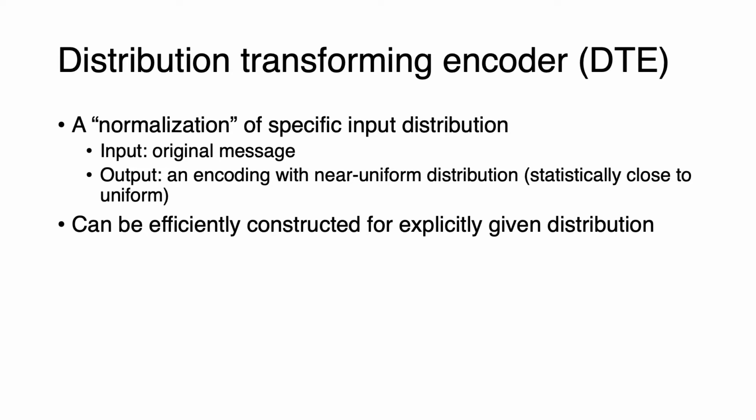Let us look deeper into instantiations of honey encryption schemes. There is an important building block called Distribution Transforming Encoder, or DTE for short. This encoder works as a normalization of the input distribution, which is assumed to be publicly known in the setup phase. This is important since one DTE only works for one distribution. Upon receiving an input message, DTE outputs an encoding with near-uniform distribution. In other words, the distribution of the encoding is statistically close to uniform. Such an encoding scheme can be efficiently constructed if the input distribution is explicitly given, which is the case in many real-world applications, for example, genomic data or natural languages.